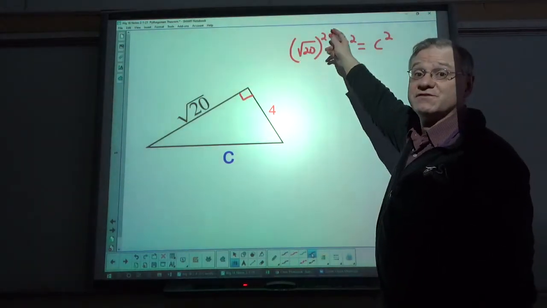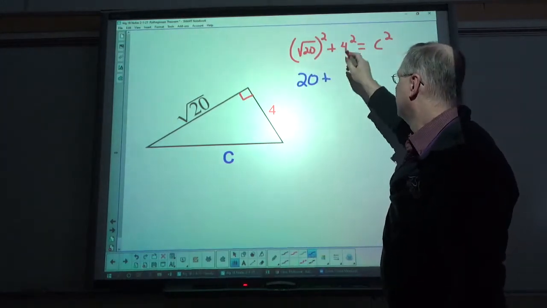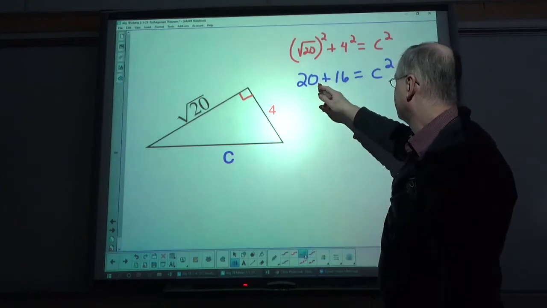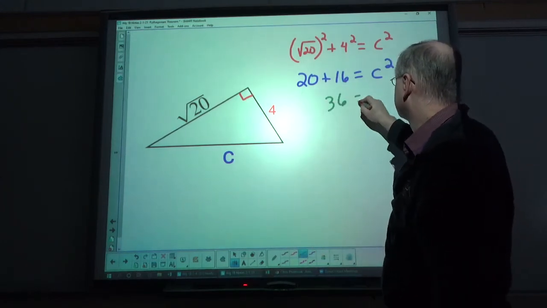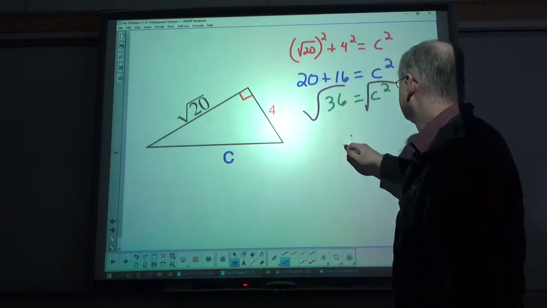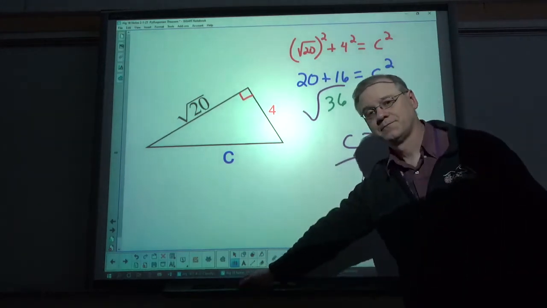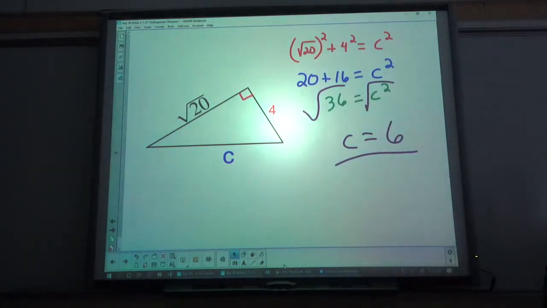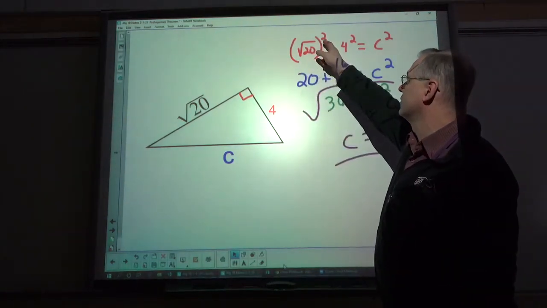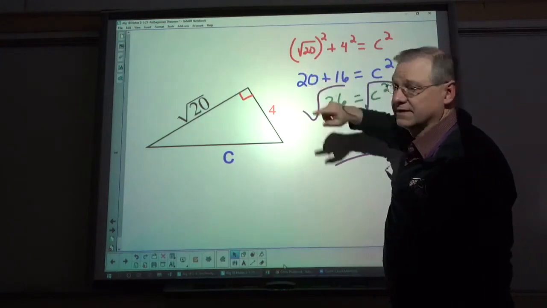The square root of something squared cancel each other out, so I just have 20. And 4 squared is 16. When I add this up, 20 and 16 is 36. And when I square root both sides, c is 6. And there's my answer. So if you have a square root being squared, the square root and the square cancel out and leave you with what's inside.